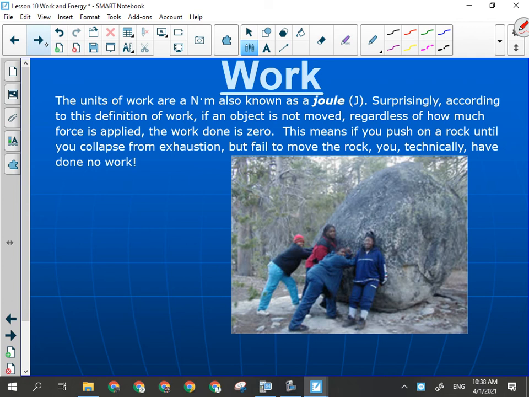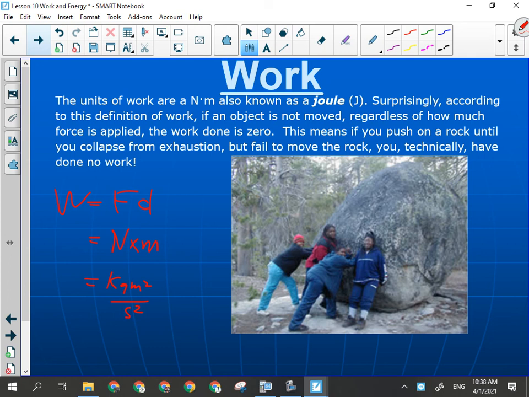Something is going to move. Now, units for work are a Newton meter. Why are they a Newton meter? Well, because when you do this formula, force times distance, you are multiplying newtons by meters. Thus, Newton meters. You'll never write it like that. Technically, it's a kilogram meters squared per second squared.